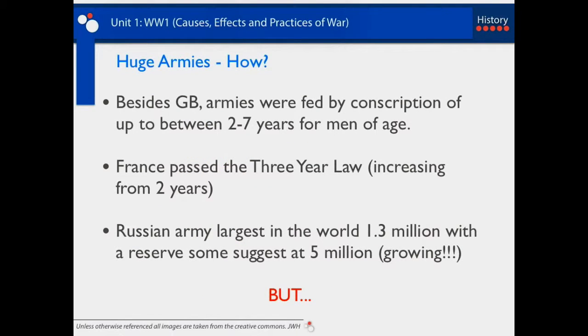Huge armies, how do they come about? Besides Great Britain, the armies were fed by conscription of up to between 2 and 7 years. That's the amount of time they'd have to spend for men of age. France passed a 3-year law, which increased from 2 years, so soldiers had to serve for 3 years. And the Russian army was the largest in the world, with 1.3 million, with a reserve that some suggest about 5 million and growing. So huge armies.